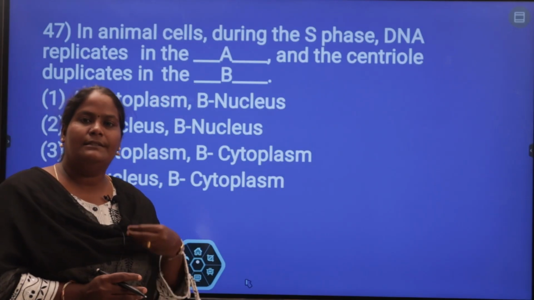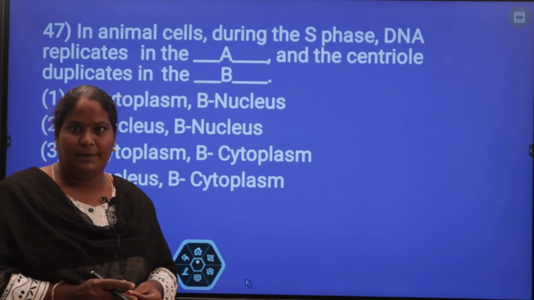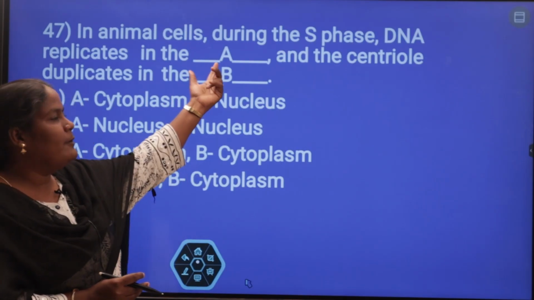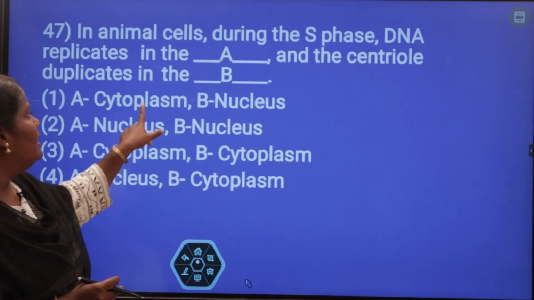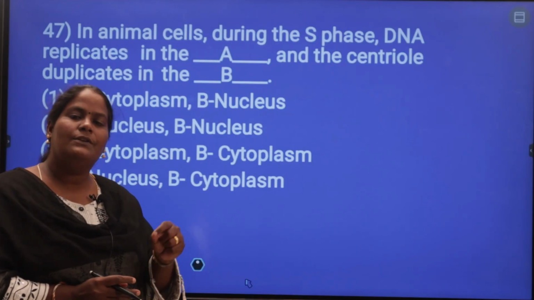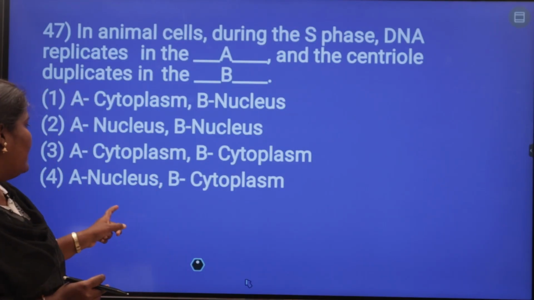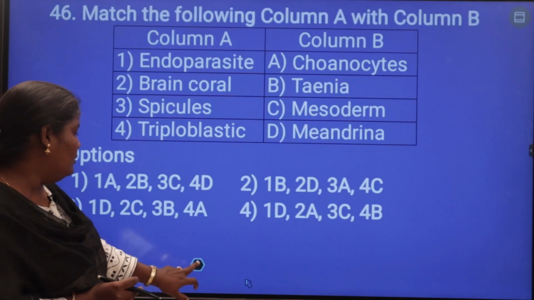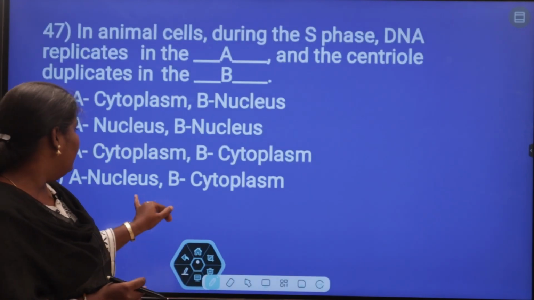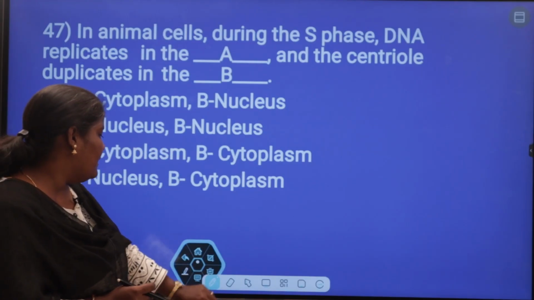So in S phase, DNA duplication or replication is the major mechanism which takes place inside the nucleus. So the answer for A is nucleus, and moreover centrioles which are present in the animal cells duplicate themselves in the cytoplasm. So the answer for this question is option 4. A nucleus and B cytoplasm.